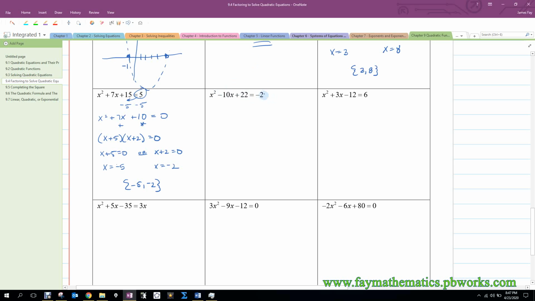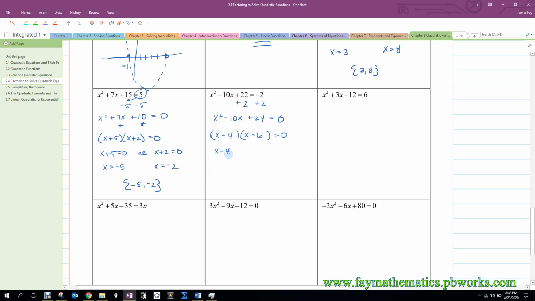This question here, because it's a minus 2 over here, I want that to be a 0. So I'm going to add 2 there, add 2 there. So we get x squared minus 10x plus 24 is equal to 0. Two numbers that multiply together give me 24, and add to give me a negative 10.